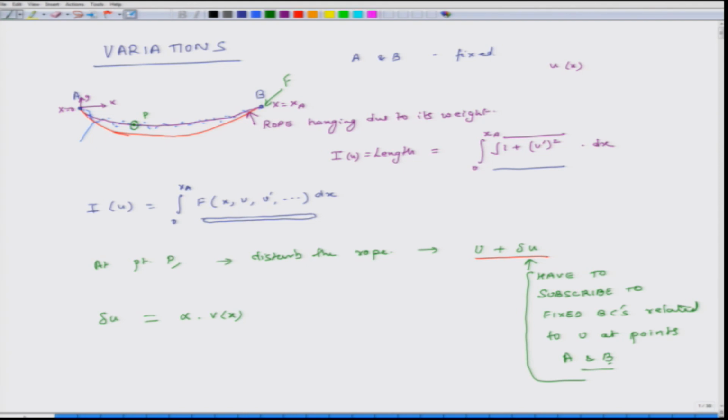Suppose instead of having a fixed situation here at point B, I am applying some force there. Suppose it is not rigidly fixed. In that case, there could be variation at B, okay? There could be variation at B, but if B is fixed, then there cannot be variation. They are two different things. You have to understand this, they are slightly two different things.